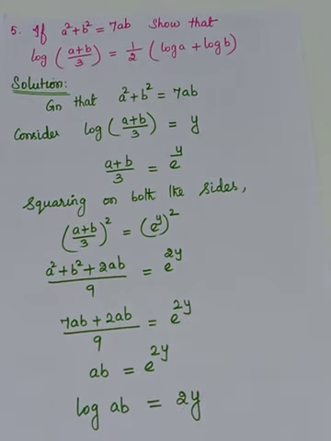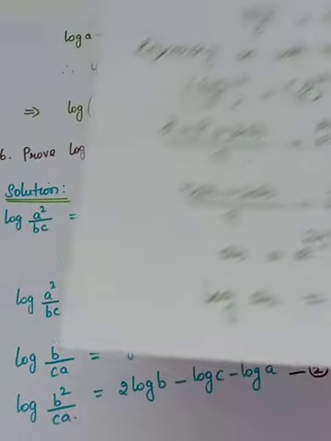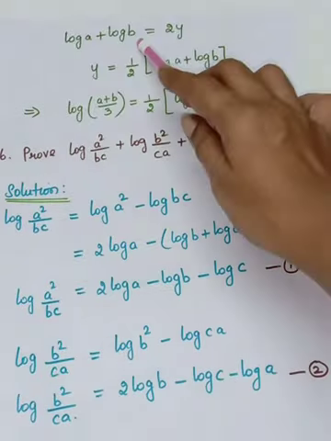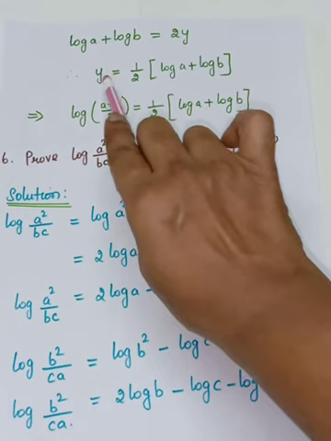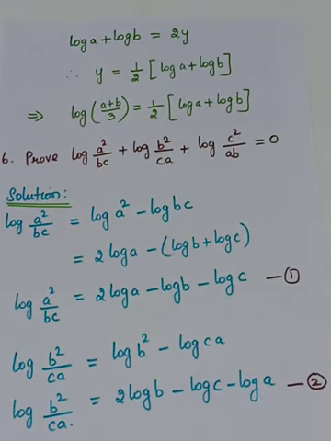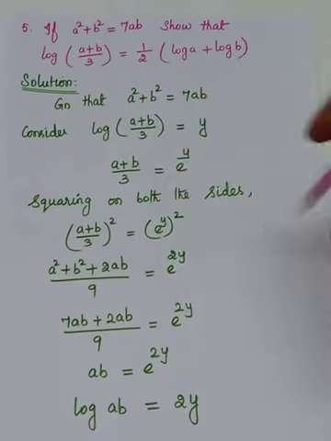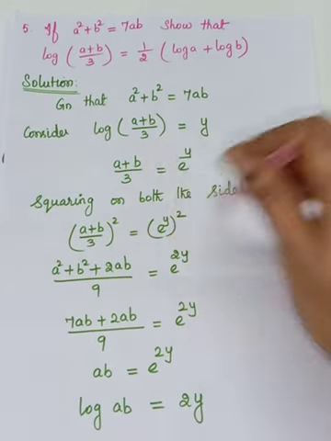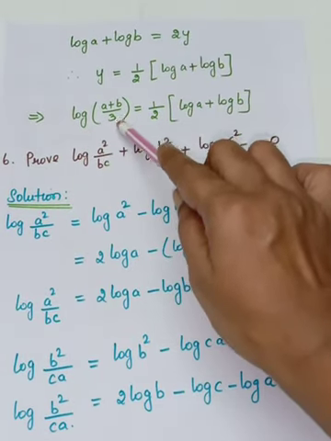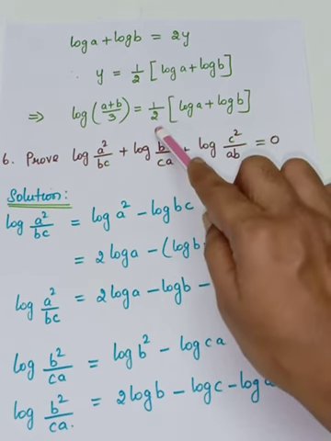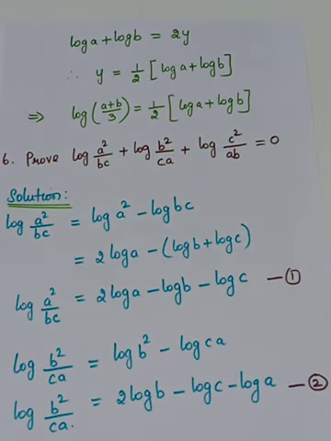Okay, log ab, what is the formula? It is log a plus log b. It's a product rule. So I have written that is equal to 2y. So when you take it to the left side, it is 1 by 2. So what is y? Y is equal to half into log a plus log b. Here we have taken the starting result. What is your y? It is nothing but log of a plus b by 3. So when you substitute in the place of y as log a plus b by 3, that is equal to 1 by 2 log a plus log b. Okay, so we have proved the result.